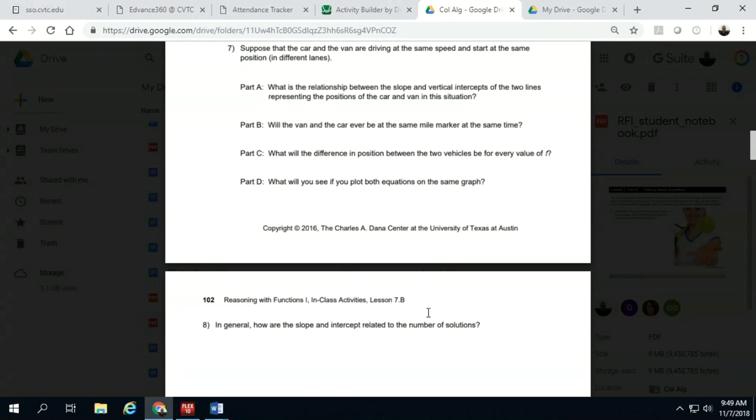What is the distance between the two? None, right? The difference will be 0. What will you see if you plot both equations on the same graph? One line. In general, how are the slope and the intercept related to the number of solutions?